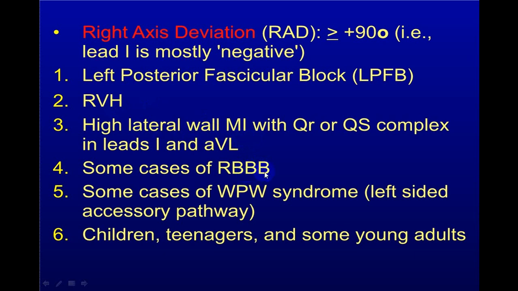With RBBB, in very few conditions you will have a right axis deviation, and if RBBB is with right axis deviation, it is very commonly associated with bifascicular block, that is, the person is having RBBB plus left posterior hemiblock. And in a WPW syndrome, if there is a left side accessory pathway, in that case you can have a right axis deviation, and a good number of times it can be normal. So by and large it is RVH, left posterior hemiblock, and some cases of right bundle branch block. Don't forget dextrocardia, and WPW syndrome with left side accessory pathway.